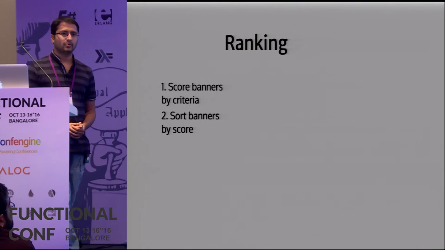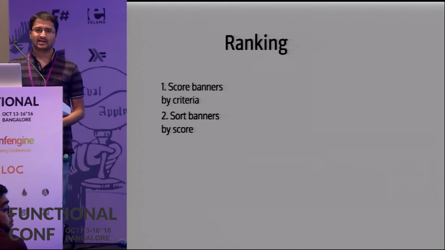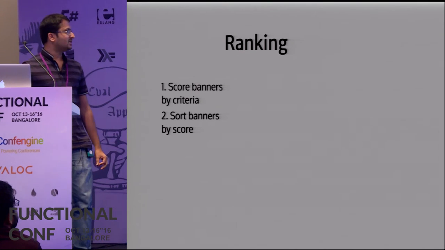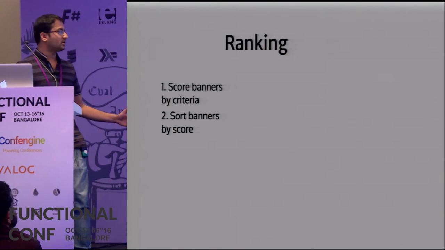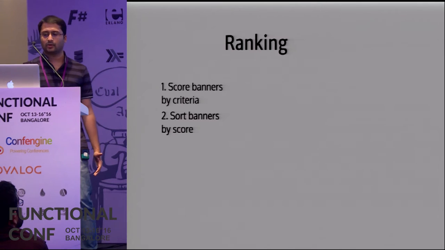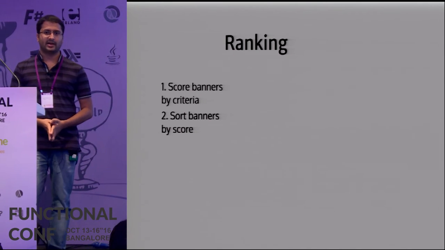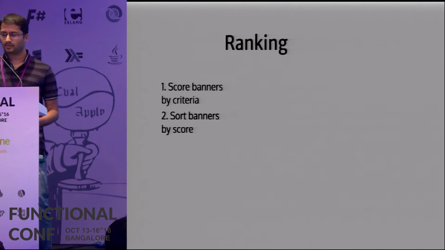The next problem that I'm going to talk about in the world of ad serving is ranking. Let's say there are multiple banners in a slot. Ranking helps you in scoring these banners. And then once you have scored these banners, it helps you sort the banners and return the best banner for that specific request. Scoring here can be based on multiple criteria like price of the banner or the CTR of the banner or the conversion rate of the banner.